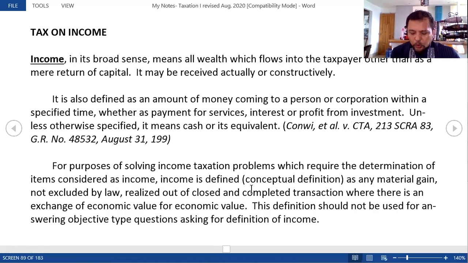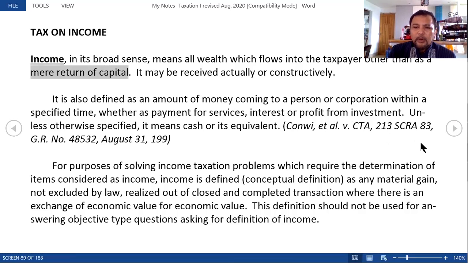All right. Now let's go to the main topic, which is income. So we define income. It is all wealth which flows into the taxpayer and is not a mere return of capital. Remember this one. It is not a return of capital. Because if it is a return on capital, that is already an income. If you change of to on, it becomes an income.